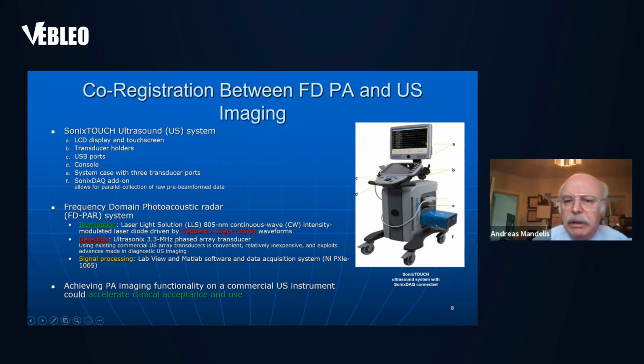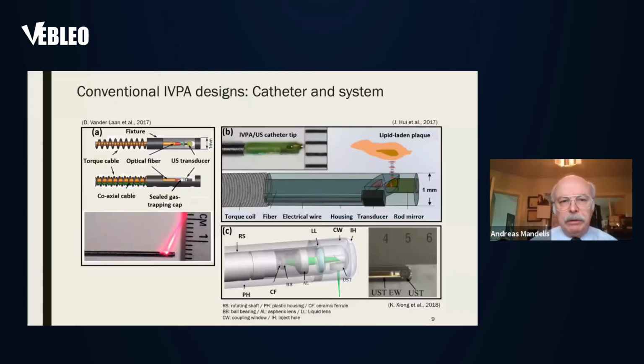And then what you're doing is you can add the laser also in the frequency domain, so it recognizes those frequency signals. The software does not need a great change from what it already is. So you can look at the last line here where I said achieving PA imaging functionality on a commercial ultrasonic instrument could accelerate clinical acceptance and use. So why reinvent it if it's already there? Just put the laser on, tweak the software, and see if you can have a good imager.